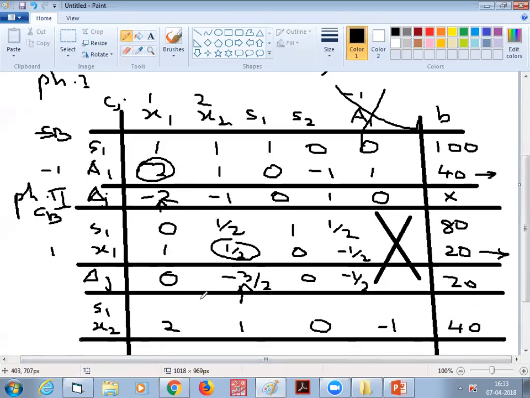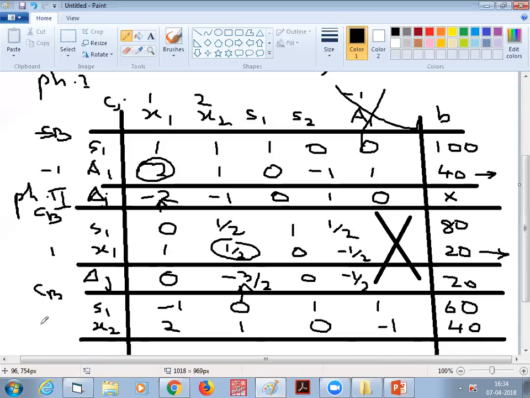Okay, now where is the identity matrix? Here and here. Right? S1, X2. And now we cross multiply. This is 0 minus a half. Minus half divided by half is minus 1. This one is 1 by 4 plus 1 by 4, so 1 by 2 divided by 1 by 2 is 1. This is 80 by 2 minus 20 by 2, which is 60 by 2, divided by that is 60. Okay? Very simple.